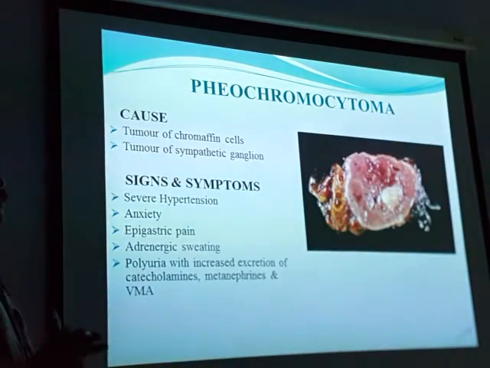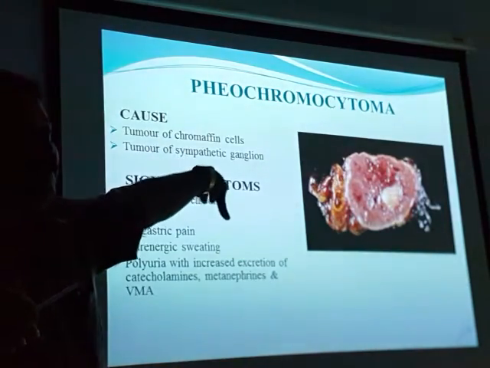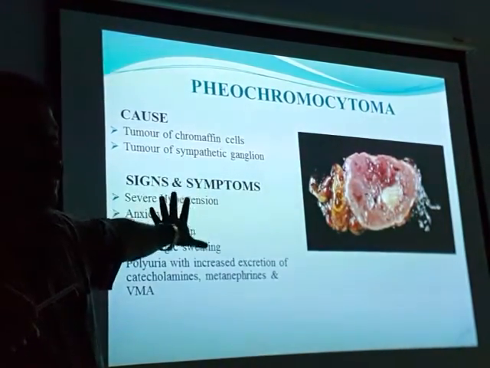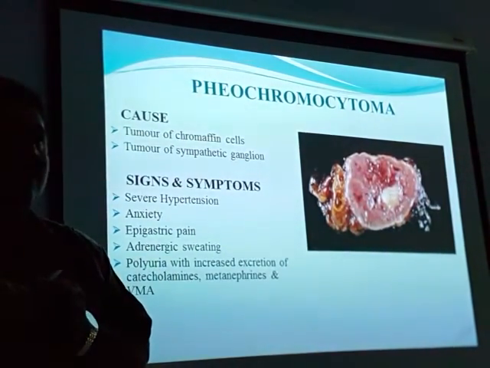Next is pheochromocytoma. The causes are tumors of the chromaffin cells, a tumor of the sympathetic ganglion. The signs and symptoms are severe hypertension, anxiety, epigastric pain, adrenergic sweating, and polyuria with increased excretion of catecholamines. So this is about pheochromocytoma, the applied aspect of the suprarenal gland. This completes the lecture on the suprarenal gland.